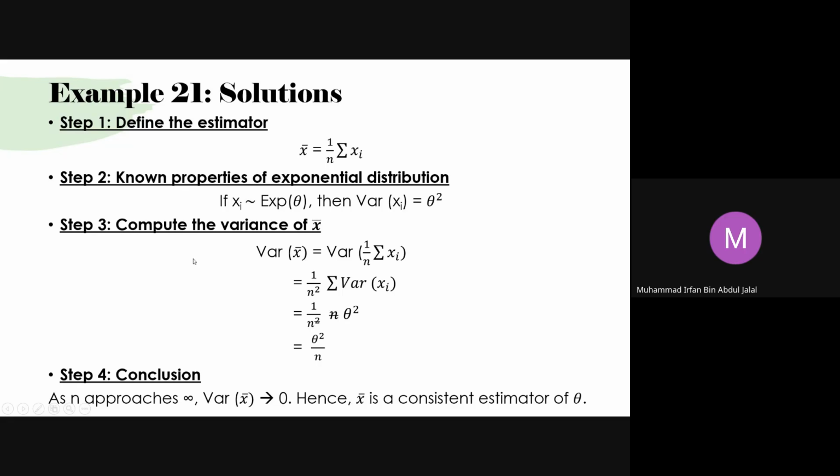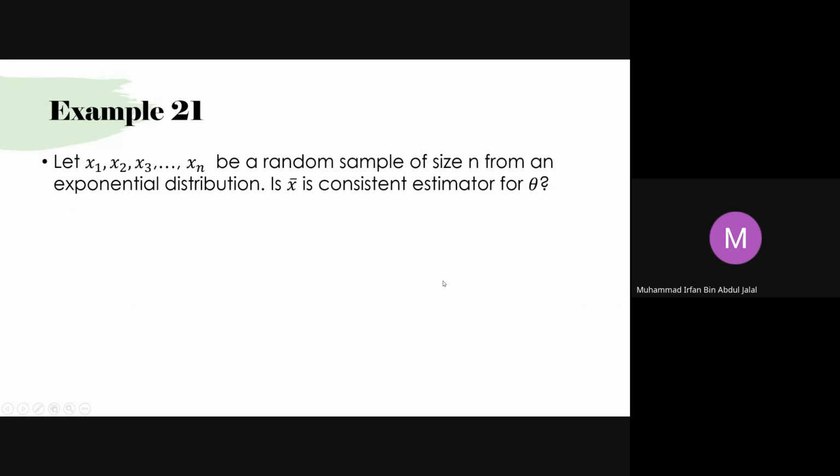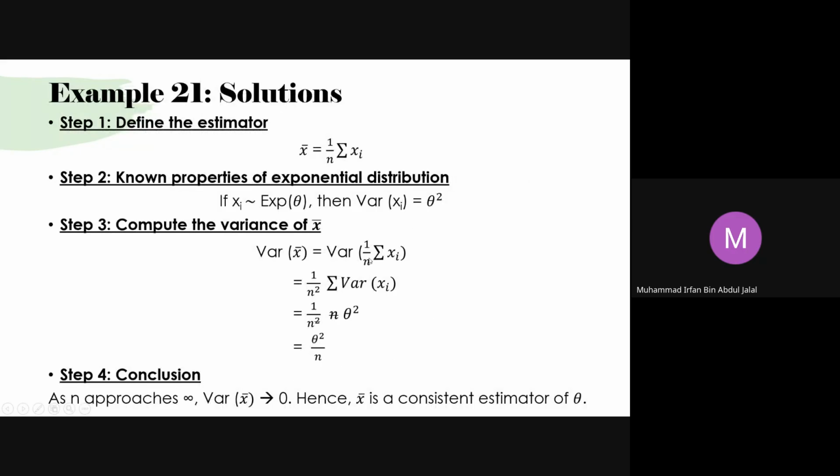Okay, in this case, we compute the variance of x bar. So we take the variance on both sides. The variance of x bar is the variance of 1 over n times this quantity. Based on the same relationship, we can move 1 over n outside and square it, and then this becomes the sum of the variances of x.